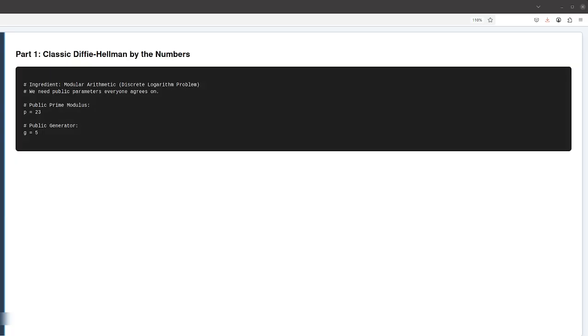Part 1. Classic Diffie-Hellman by the numbers. Let's begin by walking through the original Diffie-Hellman protocol. The mathematical ingredient it uses is modular exponentiation. The security is based on the discrete logarithm problem. It is easy to calculate g to the x modulo p, but hard to find x from the result. For our example, we need to first agree on our public parameters. We will use a small prime modulus p equals 23 and a generator g equals 5. These two numbers are public knowledge and are not secret.